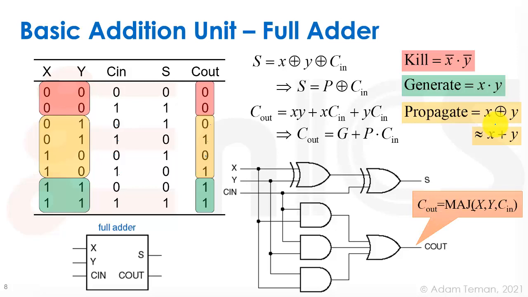Now, I just want to mention one more thing. This carry out is basically checking if two of the inputs are one, right? If both X and Y are one, or X and Cn are one, or Y and Cn are one. So it's asking, what is the majority state of the inputs? Are there more ones or more zeros at the input? And so this can be called a majority gate. So Cout can also be called a majority gate of X, Y, and Cn. And sometimes if you look at standard cell libraries, they'll provide you, for example, with a majority gate.